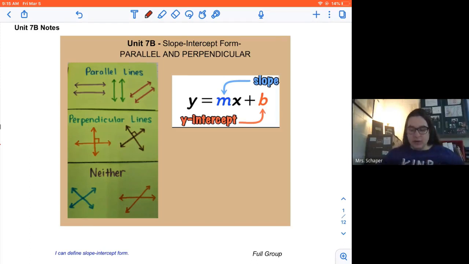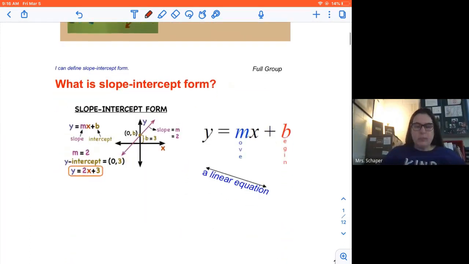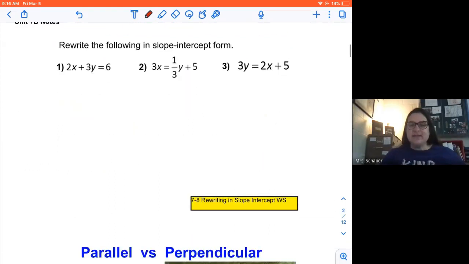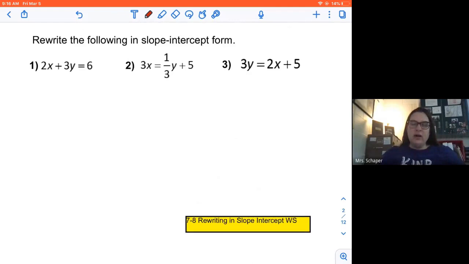So the first skill we're going to practice today is rewriting equations in slope-intercept form. And this is a skill that we worked on earlier in the year. And we're pulling it back because we need to make sure we know how to take an equation and rewrite it as y equals. So we want to get all of our answers in y equals mx plus b.